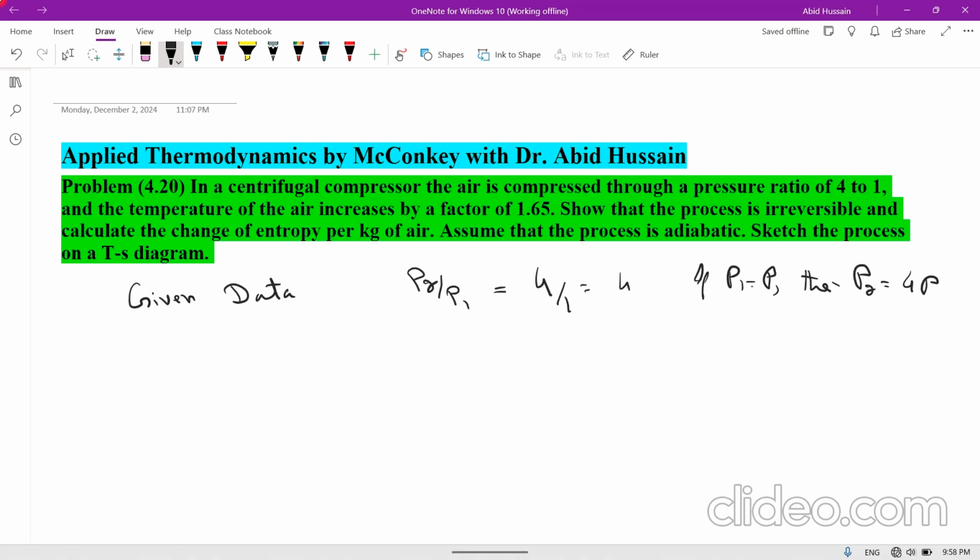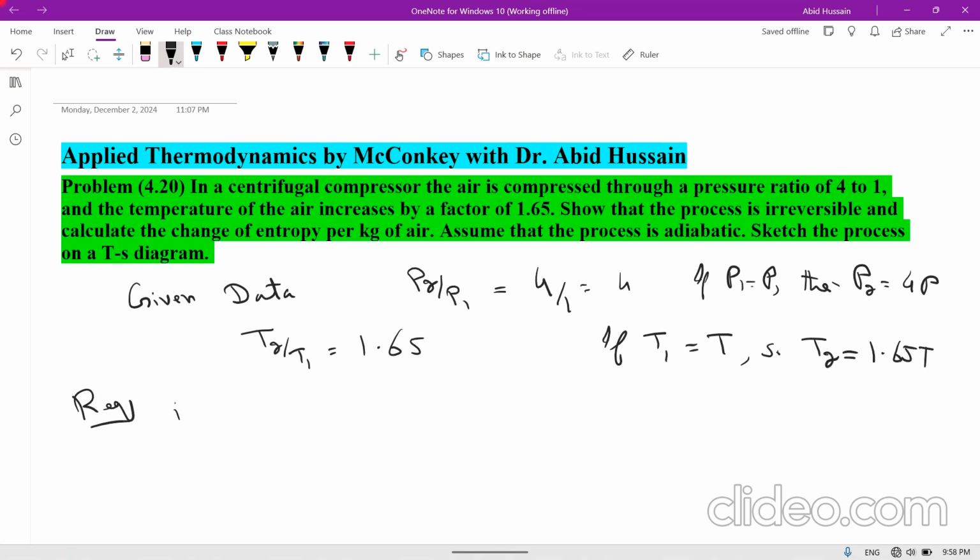And the temperature of the air increased by a factor of 1.65. T2 divided by T1 is equal to 1.65. It means that if T1 is equal to T, then T2 is equal to 1.65 T. Show that the process is irreversible.